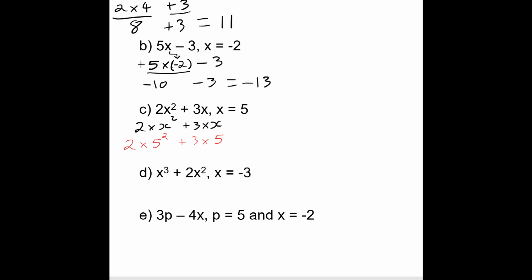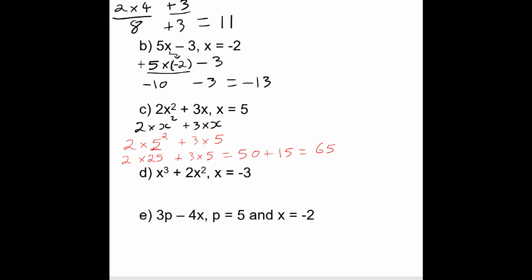Remember in BIDMAS, the I stands for indices, which is powers, so I work that out first because the I comes before the M. So I need to do 2 times 5 squared, which is 25, plus 3 times 5. This gives me 2 times 25, that's 50, plus 3 times 5 is 15, giving me a final answer of, not 45, sorry, a final answer of 65.